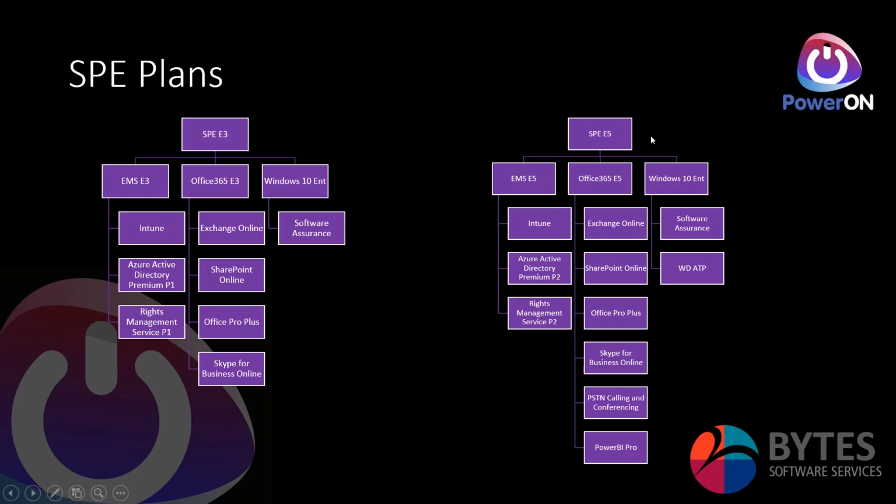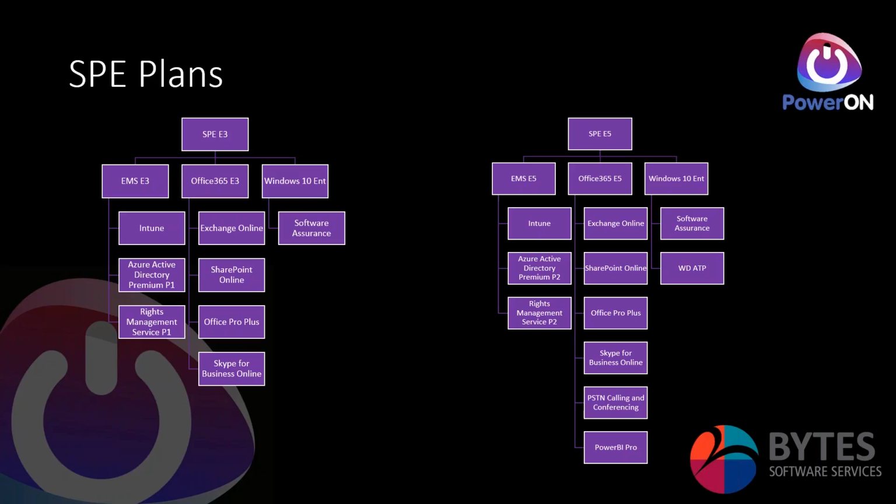But Microsoft have decided to advance this out a little bit and offer the SPE E5 plan. So this gives a bit of advanced functionality on the actual licenses. As you can see, the EMS has been bumped up to the E5 license. The Office 365 has also been bumped up to the E5 license, and the Windows 10 now contains Windows Defender Advanced Threat Protection. In terms of the EMS side, Intune has been left the same, but Azure Active Directory Premium and Rights Management Service have both been bumped up to P2.